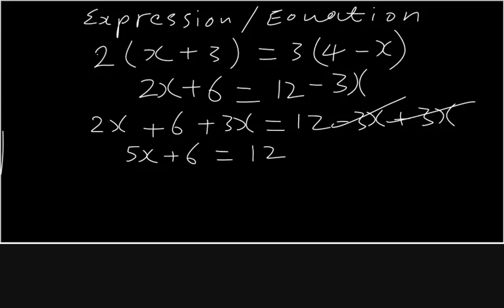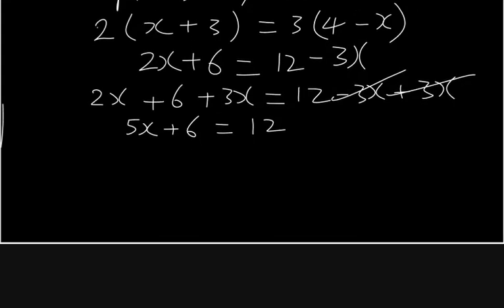We have removed the 3x from that other side. Now we have 5x this side. So the next thing is we have to remove that 6. What do we do to that 6? We just subtract 6 from both sides, because this is plus now. Remember, when it is minus, we add to remove it. Now that it is plus, we subtract 6 from both sides. When we do that, we're going to have 5x plus 6 minus 6 equal to 12 minus 6.